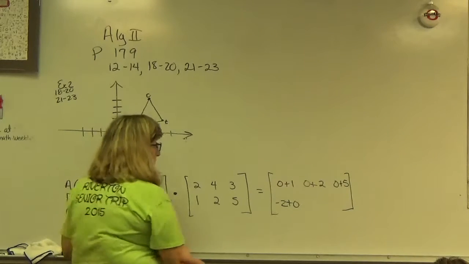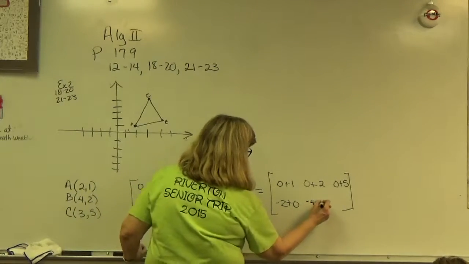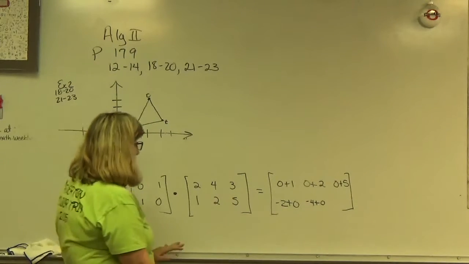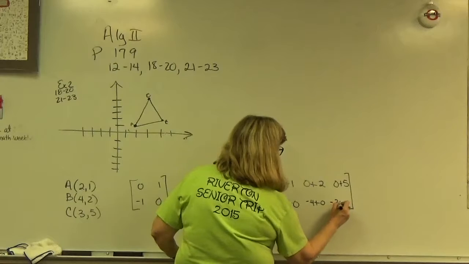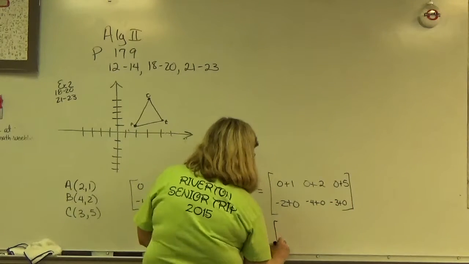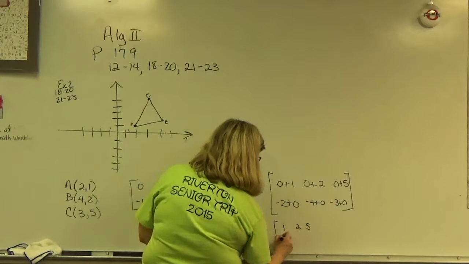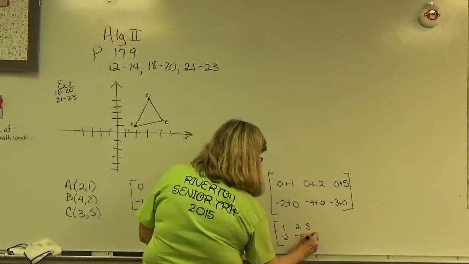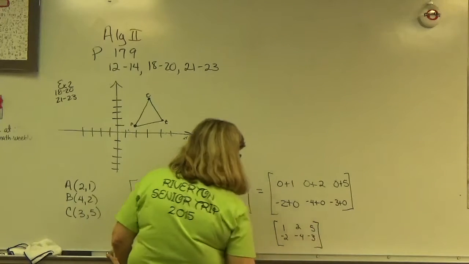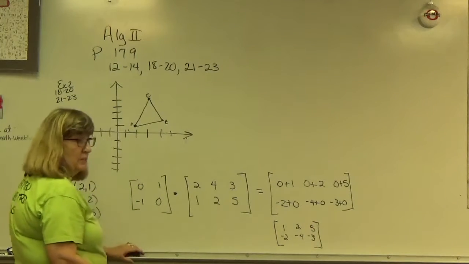-4 plus 0. Good. Spencer, you get second row, third column. -3 plus 0. Now, Jesse, what do those add up to be? 1, 2, 5, -2, -4, -3. Let me move that 5 over, it looks like it's right next there. So that creates the new vertices, doesn't it?